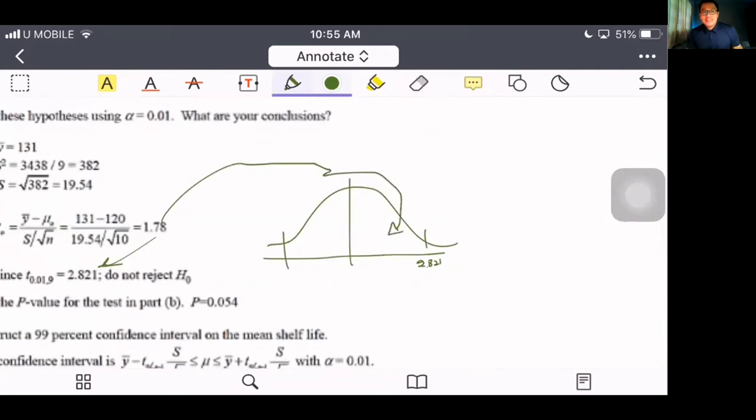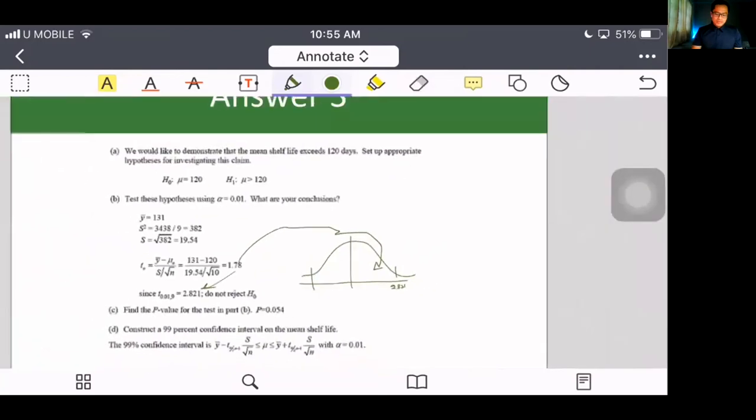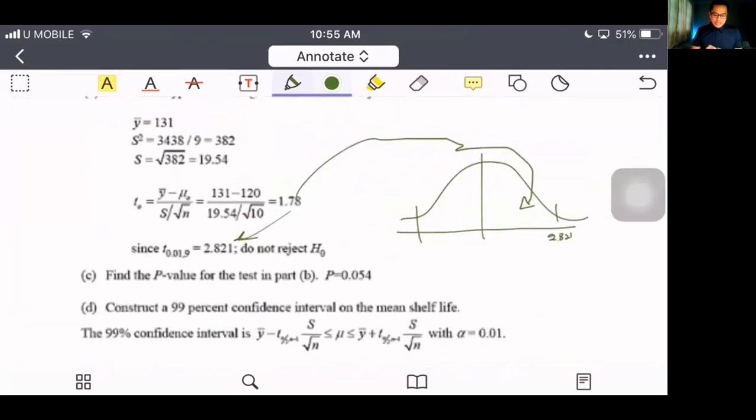Therefore, H0 should not be rejected. Do not reject H0, do not accept H1. You can write this. What does that mean? That means this kind of beverage is less than 120 days. That is what statistics tells you. Although the days it is put on the shelf is more than 150 days, statistics tells you no, it's not. It is less than 120 days.